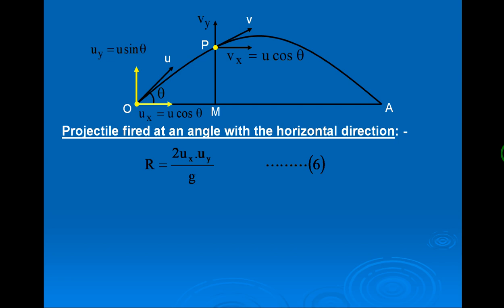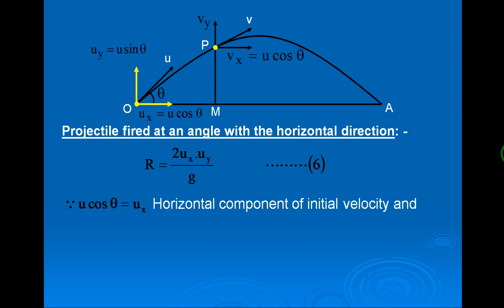Put this as equation number 6, because u cos theta is equal to ux, the horizontal component of initial velocity, and u sin theta is equal to uy, the vertical component of initial velocity. Therefore, horizontal range is equal to 2 into horizontal component of initial velocity into vertical component of initial velocity upon g. This is the formula to find the range of the projectile.